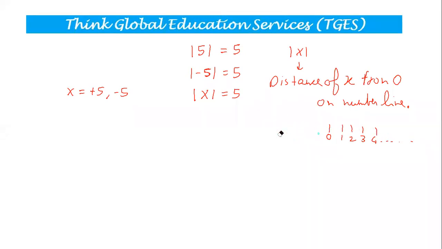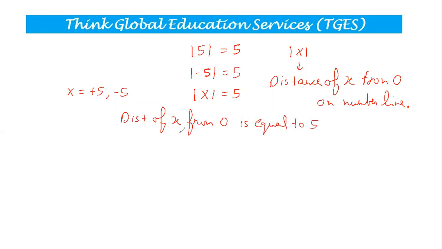So when I say mod x is equal to 5, what does that mean? That means the distance of x from 0 is equal to 5. Of course, on the number line. So the distance of x from 0 is equal to 5.